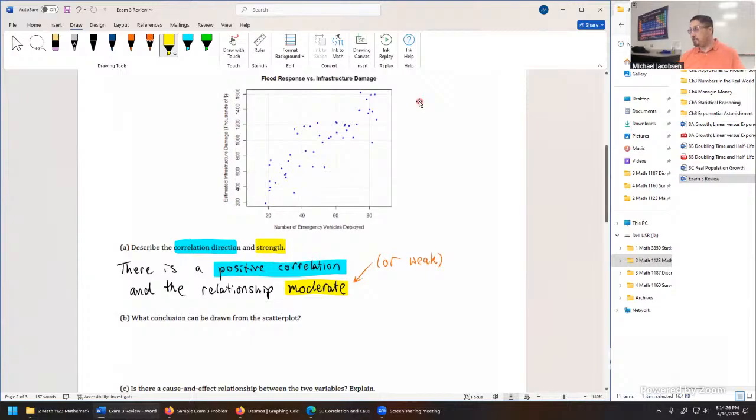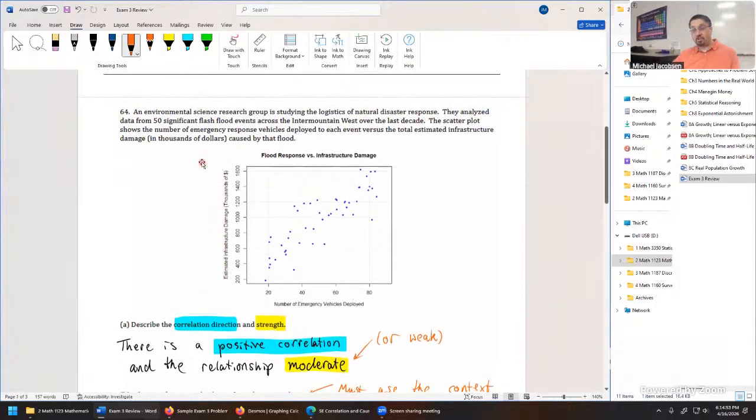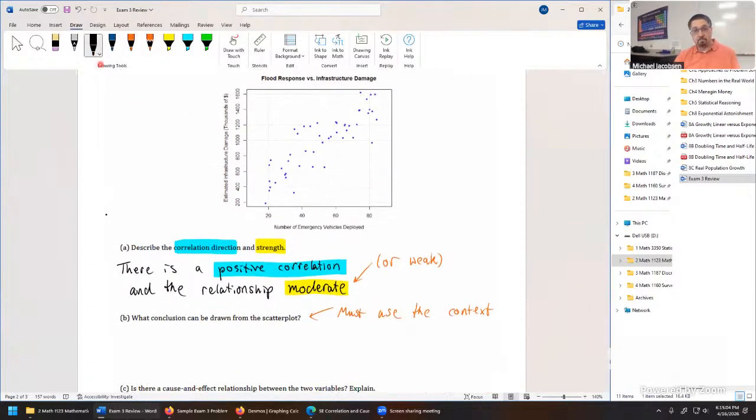Okay, the next part is tricky in its own right as well, because it's kind of a process, really. When we're drawing the conclusion, we have to bring in the context. So let's mention that as the major advice here. Must use the context. But if you're using the context, all you're really doing is citing the values that you see for the horizontal and the vertical axis. Rereading the context doesn't hurt as well, but this is the flood response versus infrastructure damage. We're talking about 50 significant flash flood events. But you don't have to necessarily write paragraphs.